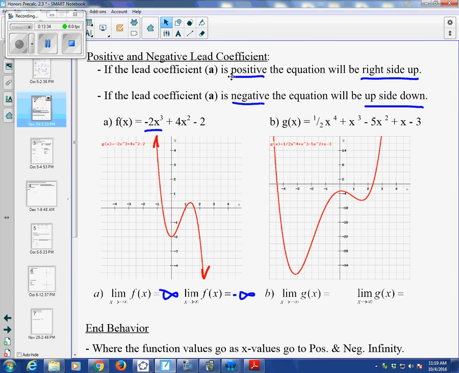If we look at this next example, g of x, we've got 1/2 x to the fourth plus x cubed minus 5x squared plus x minus 3. And right here, we can see clearly that this is an even degree polynomial with a positive lead coefficient. So basically right here, we're going up to positive infinity as x goes out in both directions. And that can be easily determined by the graph as well. But in general, we can see it really just in the equation itself, just by looking at the lead coefficient and the degree of the polynomial.